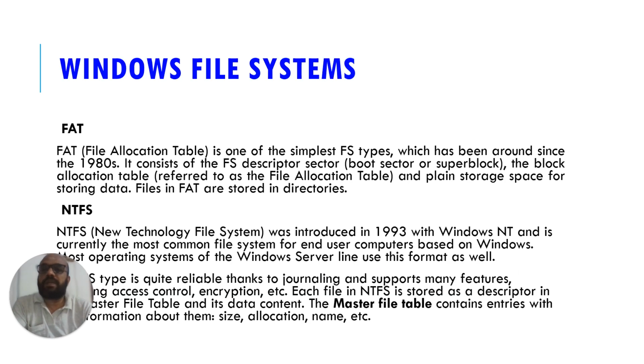So there are different Windows file systems, FAT and NTFS. FAT is the file allocation table, and NTFS is the New Technology File System. FAT is from 1980, and it consists of a file system descriptor and a block allocation table. NTFS was introduced in 1993 with Windows NT.